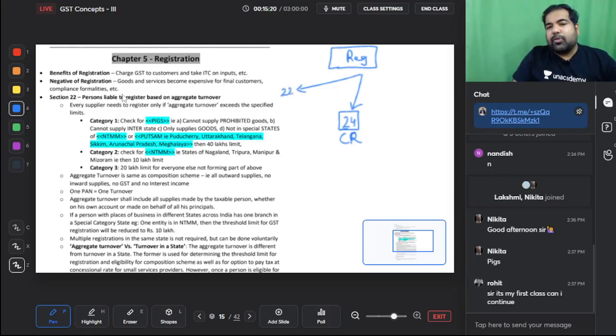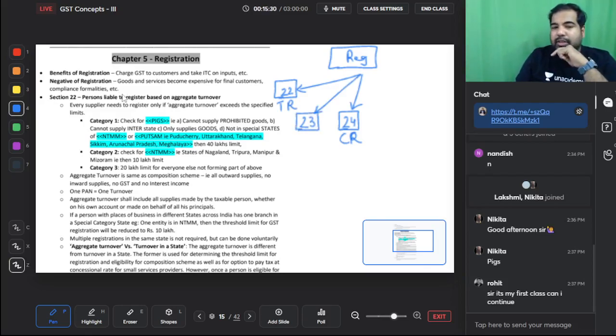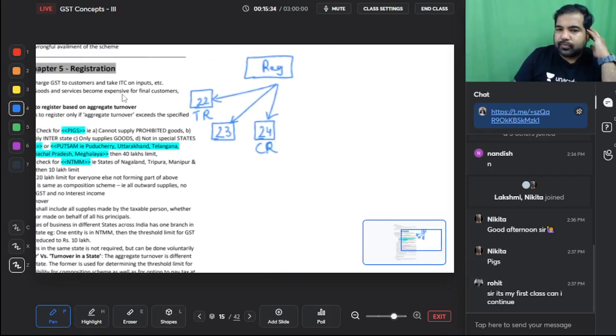Whereas some people need to register only when they cross the threshold. So this is threshold based registration. And there are some people who don't have to register. The government exempts them, so they don't have to register. They are in section 23. So these three sections talk about registration.